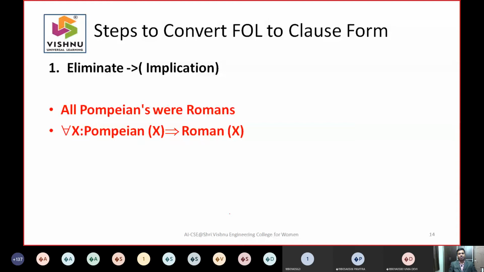So this is what the first rule is. If you wish to convert first order logic into clause form, you need to eliminate the implication part. So, all Pompeians were Romans. That's what we have done yesterday; we have written this statement for all of these.